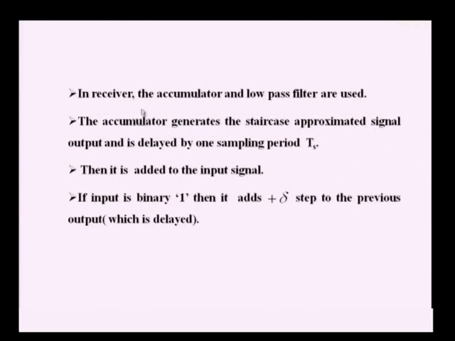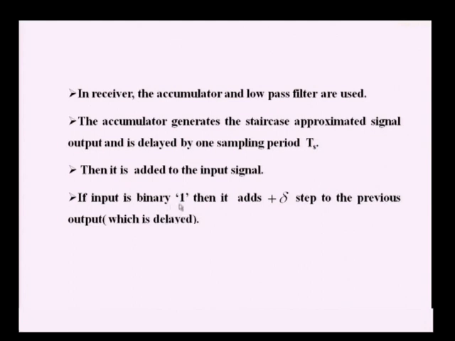On the receiver side, an accumulator and a low pass filter are used. The accumulator generates the staircase approximated signal and the output is delayed by one sample period Ts, then it is added to the input signal. That is, we have seen an accumulator, it has one feedback path that is delayed by 1 unit.